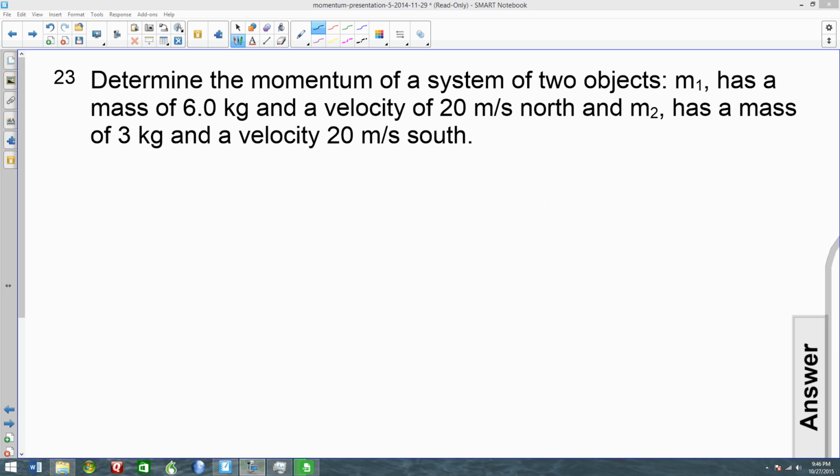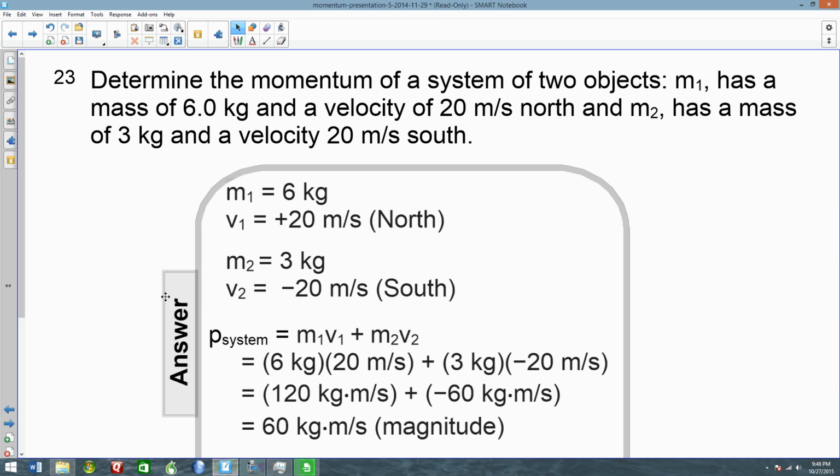For this example, determine the momentum of a system of two objects, M1, that has a mass of 6 kilograms and a velocity of 20 meters per second north, and M2, that has a mass of 3 kilograms and a velocity of 20 meters per second south. Go ahead and pause the video now.